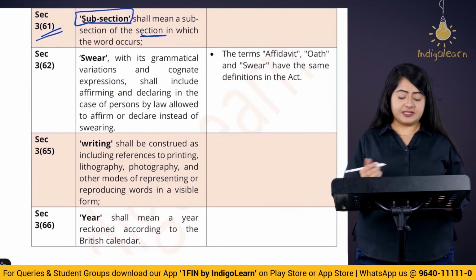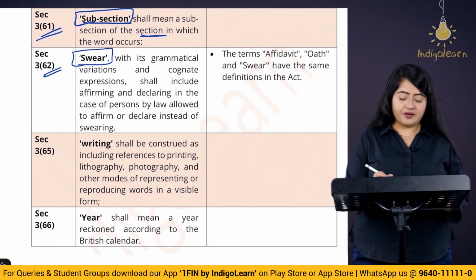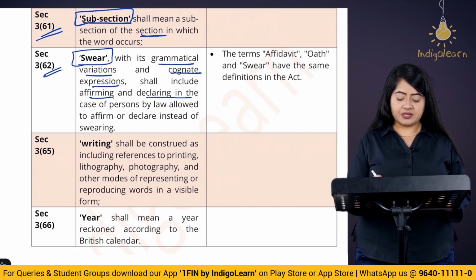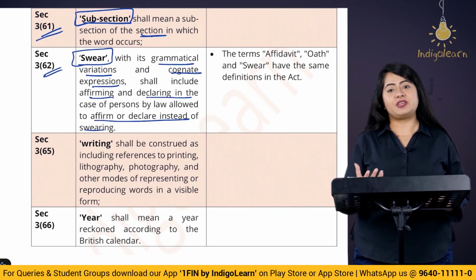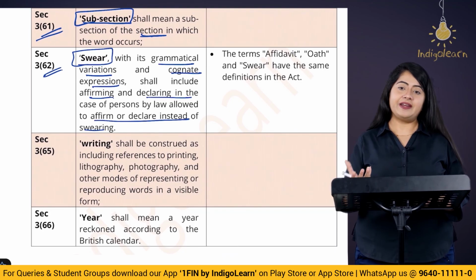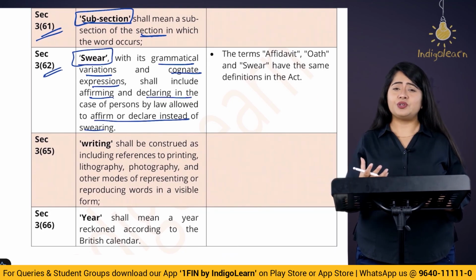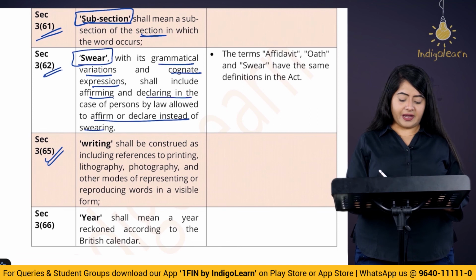The next clause we are seeing is clause number 62, which defines swear. What is swear? Swear with its grammatical variations and cognate expressions shall include affirming or declaring in the case of a person by law allowed to affirm or declare instead of swearing. Now, swear basically means, again, you are declaring something. You are declaring a fact about yourself, right? Now, here the divine power is not called. You are simply swearing, you are promising that whatever you are going to say, it is a declaration of truth, okay?